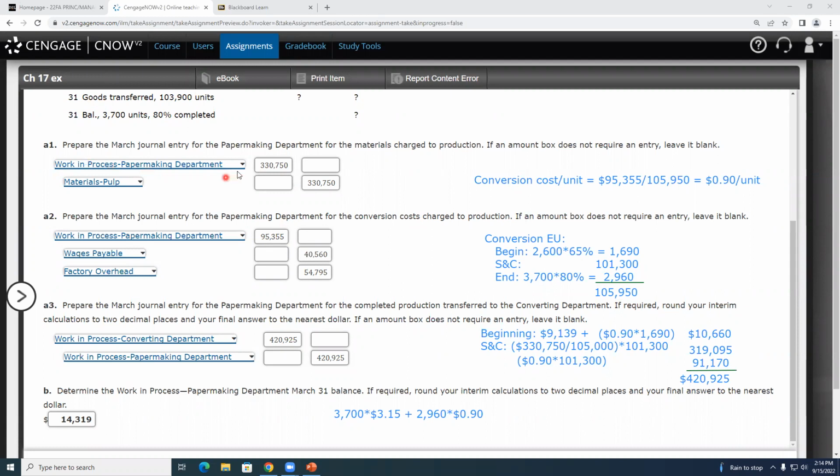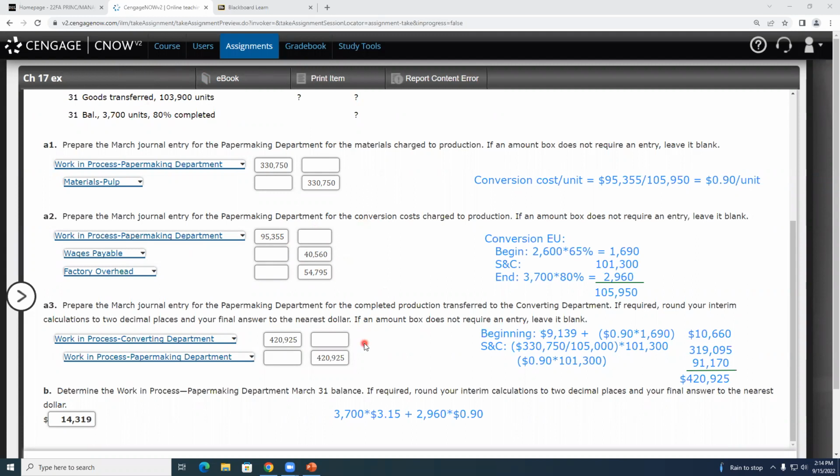So in A1, we were simply asked to create the journal entry for moving the materials into production, just like we did in exercise 8. That came right from the given information up here. Same as in exercise 8, the conversion costs include the direct labor and the applied overhead. In this case, we didn't have to calculate it. It was already given to us. We can see that again right up here in the given information.